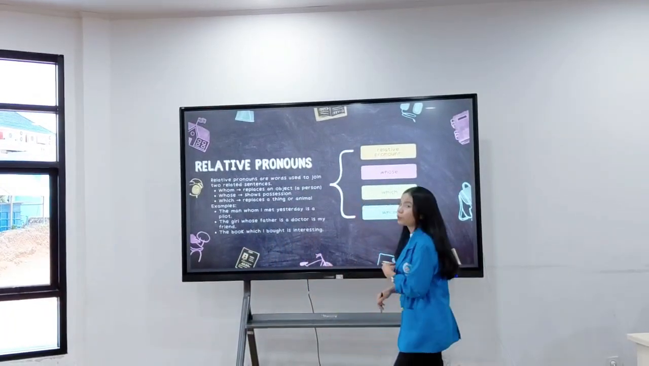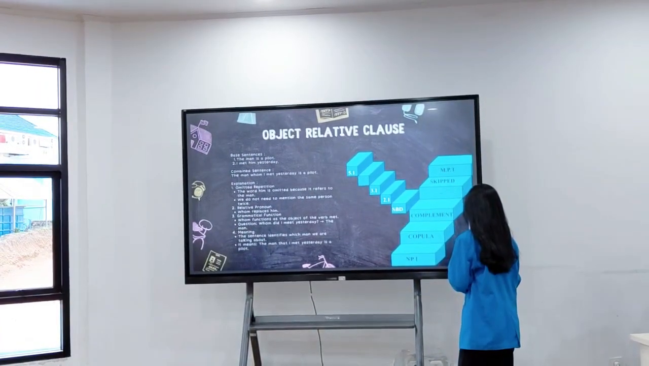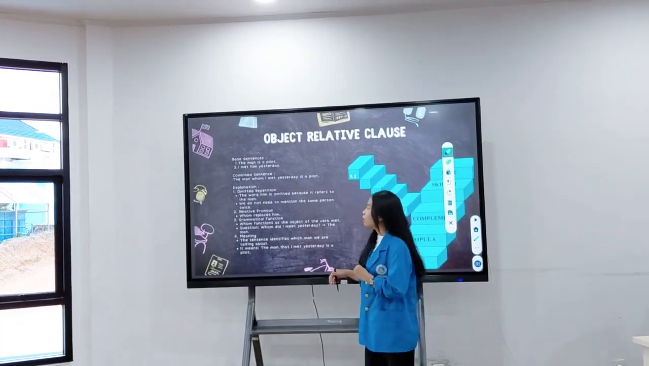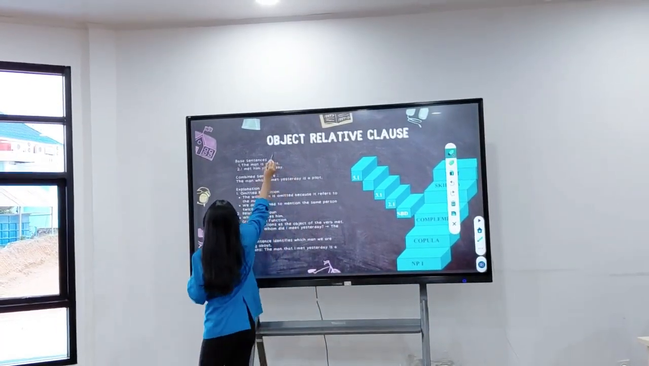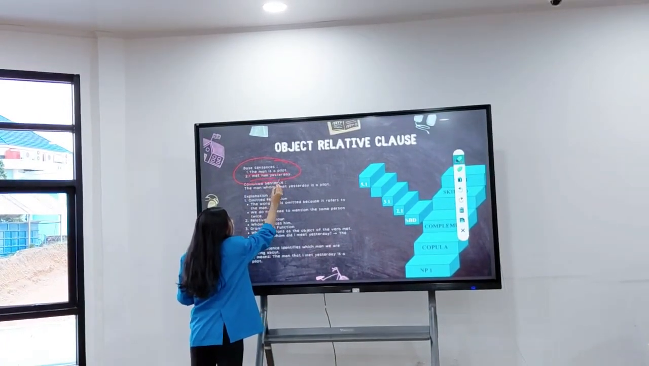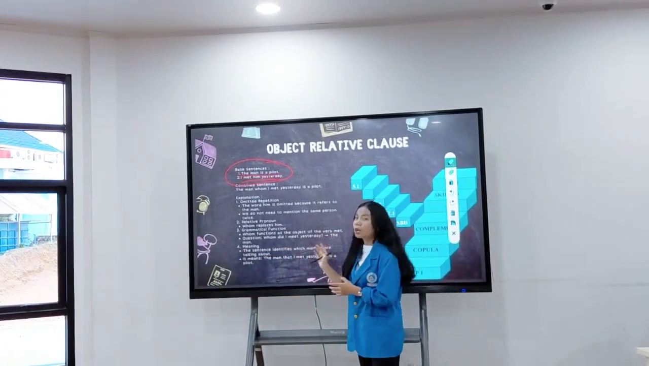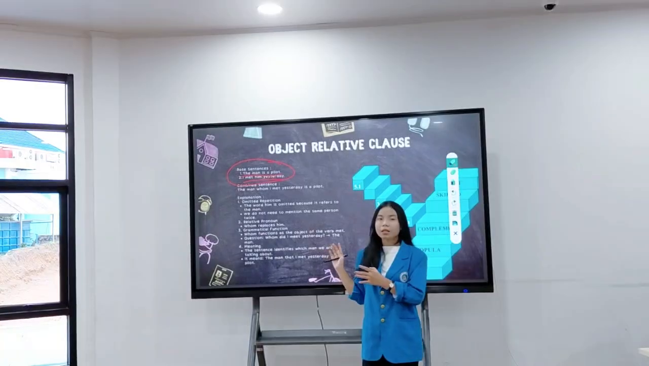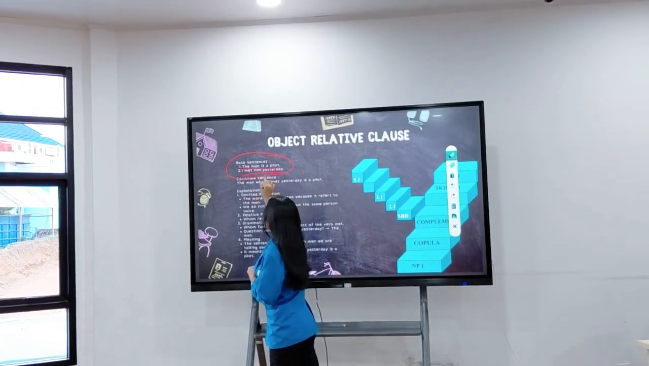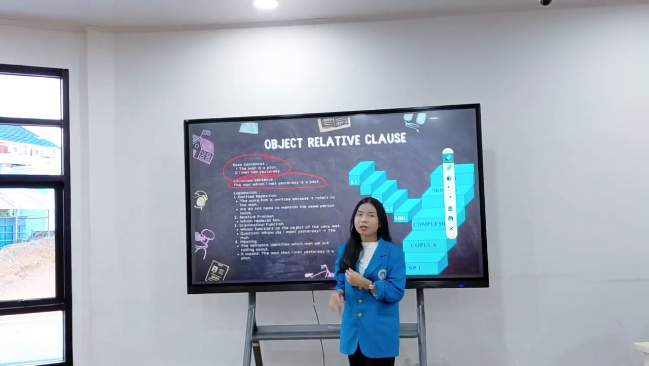And now let's move to the object relative clause. I have this sentence: the man is a pilot. I met him yesterday. Because both sentences talk about the same person, we can combine them into one sentence. This is the combined sentence: the man whom I met yesterday is a pilot.